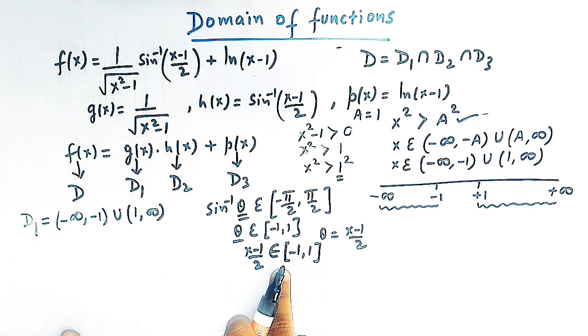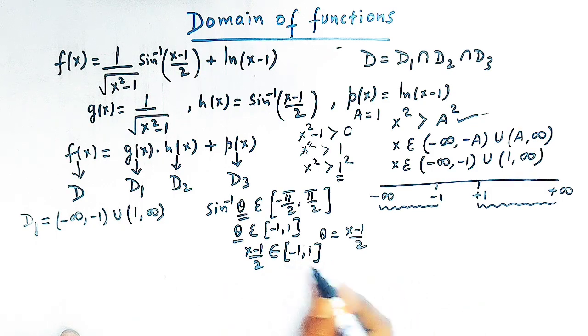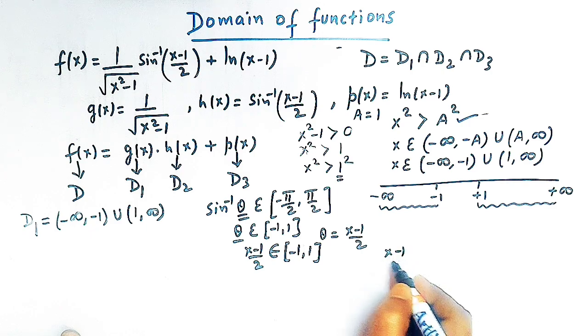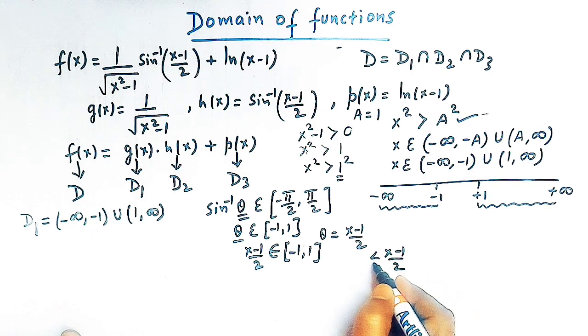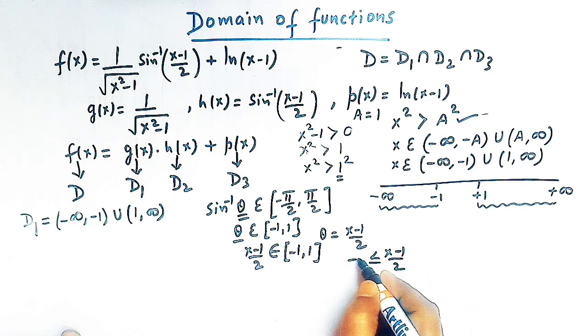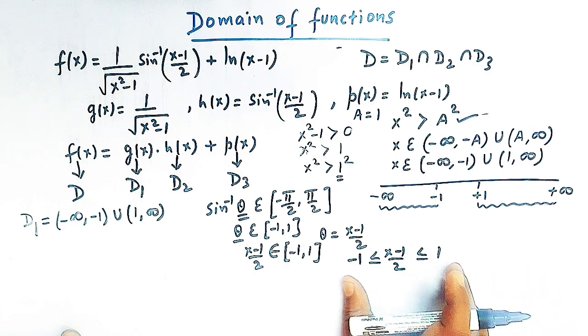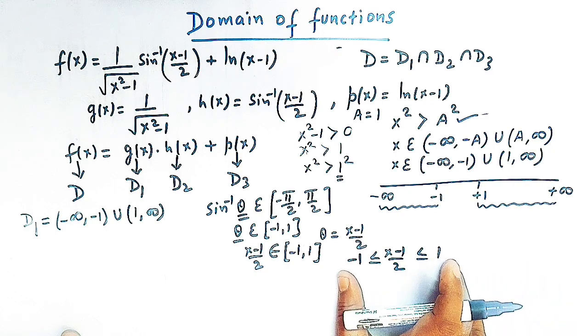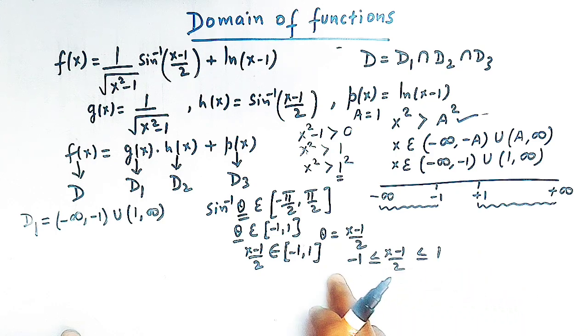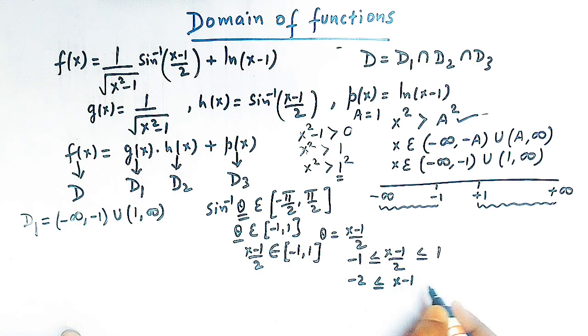So from here we can form the inequality, that is (x minus 1) over 2 should be greater than or equal to minus 1 but less than or equal to plus 1. So now we have to solve this inequality. Let us multiply throughout this inequality by 2. So here we have minus 2, then we have x minus 1, and here we have 2.